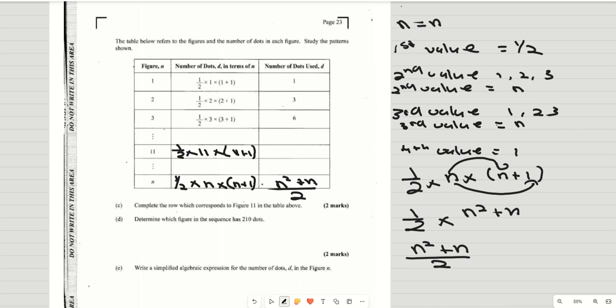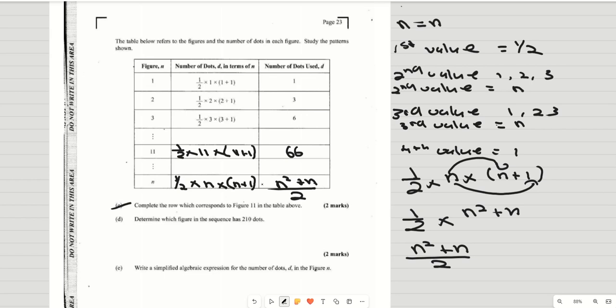And then you could actually put this in the calculator: 1 over 2 multiplied by 11 multiplied by 11 plus 1, right, is 66. Now let's just check. I use this. Let's check to see. So this is 11 squared plus 11 all divided by 2, and I do get 66. So you can put it in this formula and you're supposed to get the same answer. So this is how you would do part C.